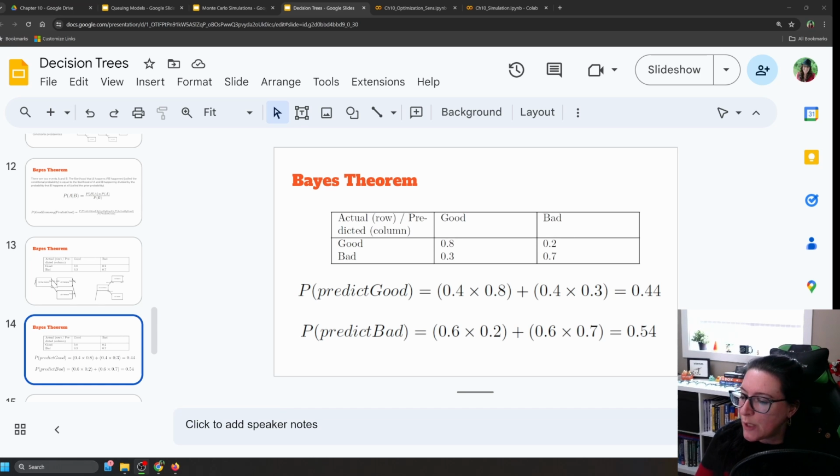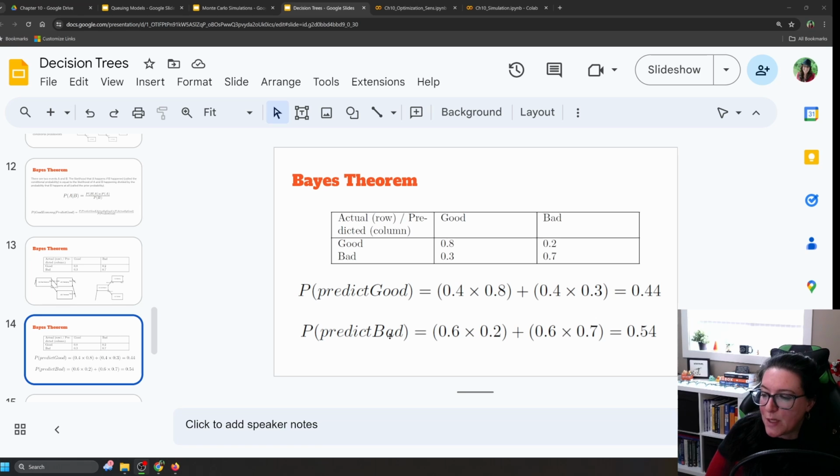When we look at the probability that the expert would predict good, we're looking at this column related to what they predicted as good. They predict good 80% of the time when it's actually good, and they predict good 30% of the time when it's actually bad. So to find the probability that they would predict good, we take the 40% chance that it's a good economy times that 80% that they get right, plus the 60% chance of a bad economy times the 30% of the time when they say it's good, even though in reality it was bad.